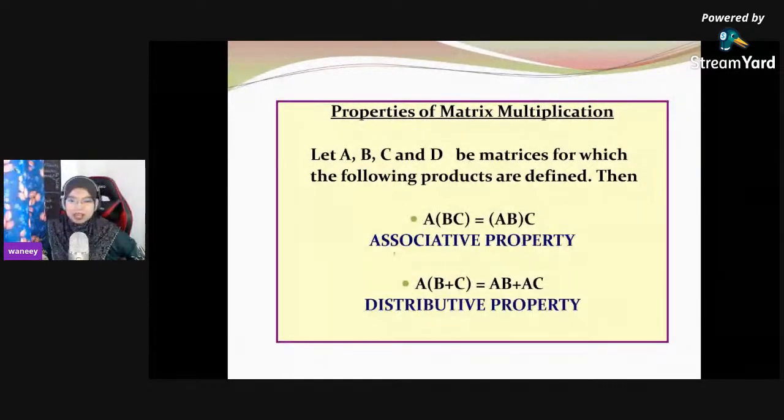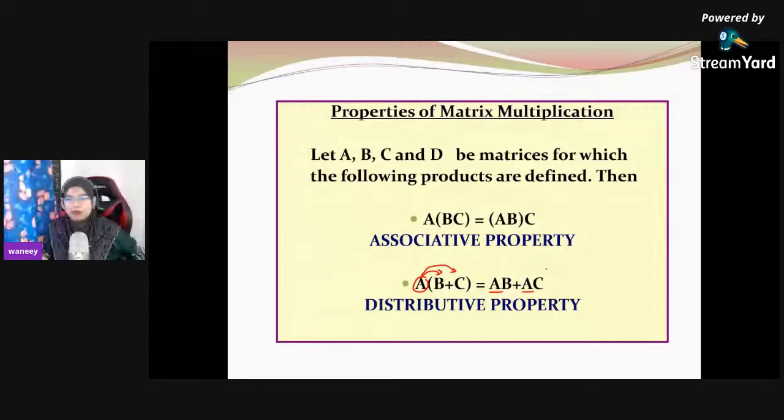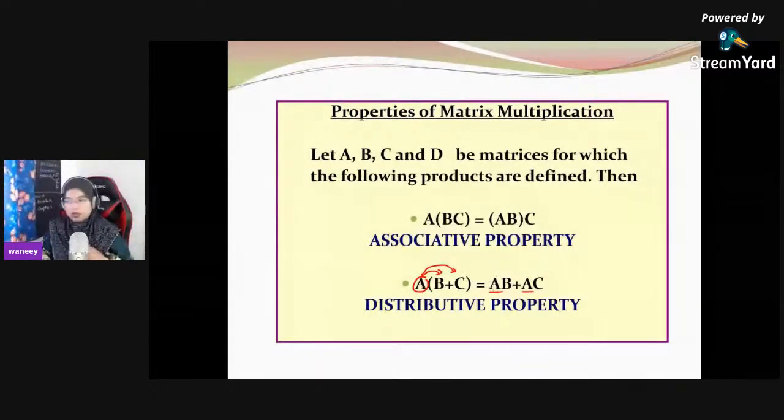So be extra careful. As you can see, A is over here. So that is why A is always in front. So A times B, A times C. So AB, AC. Be extra careful. You cannot write down BA or CA. Since you times A in front, A should always be in front.